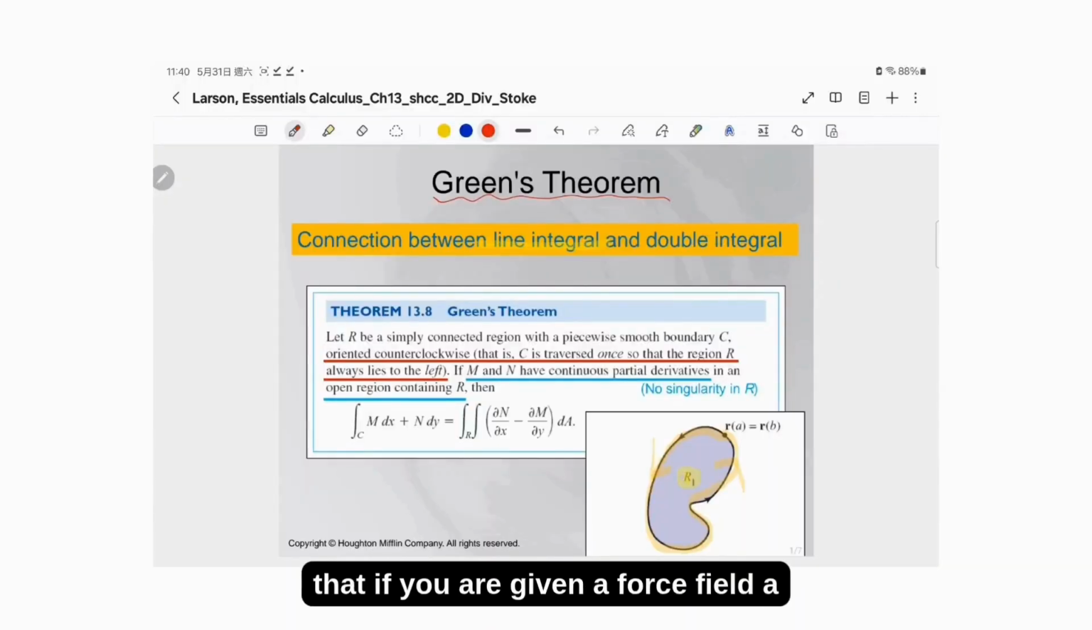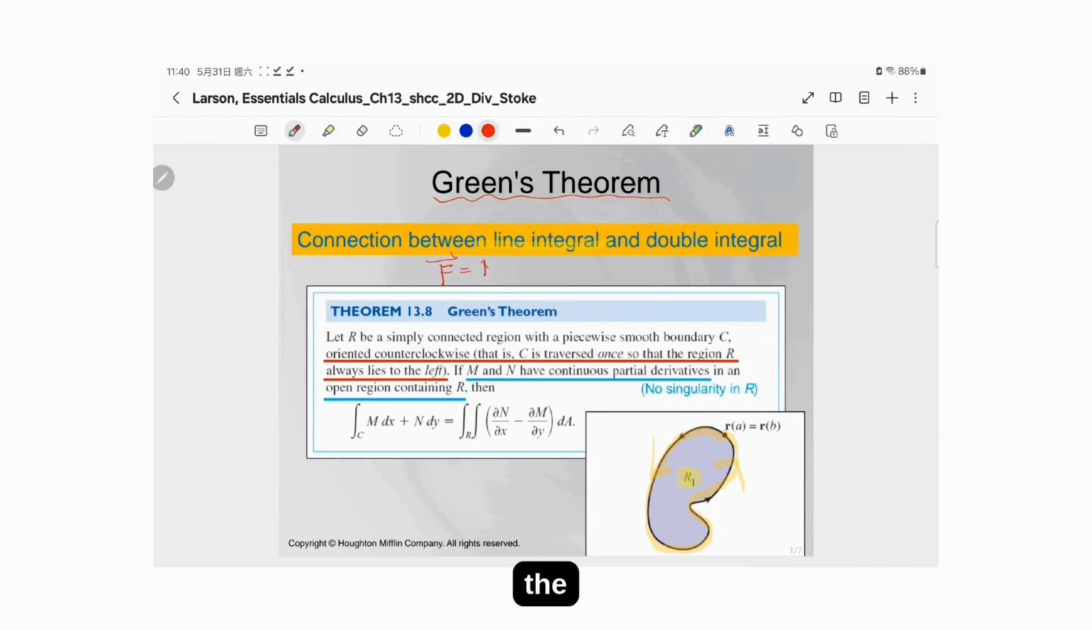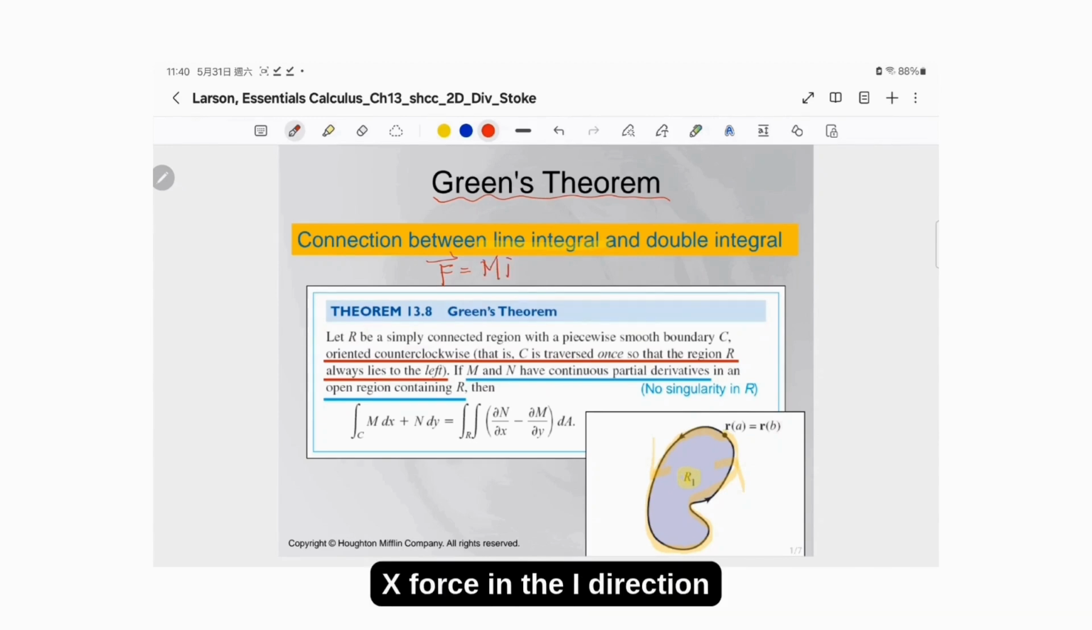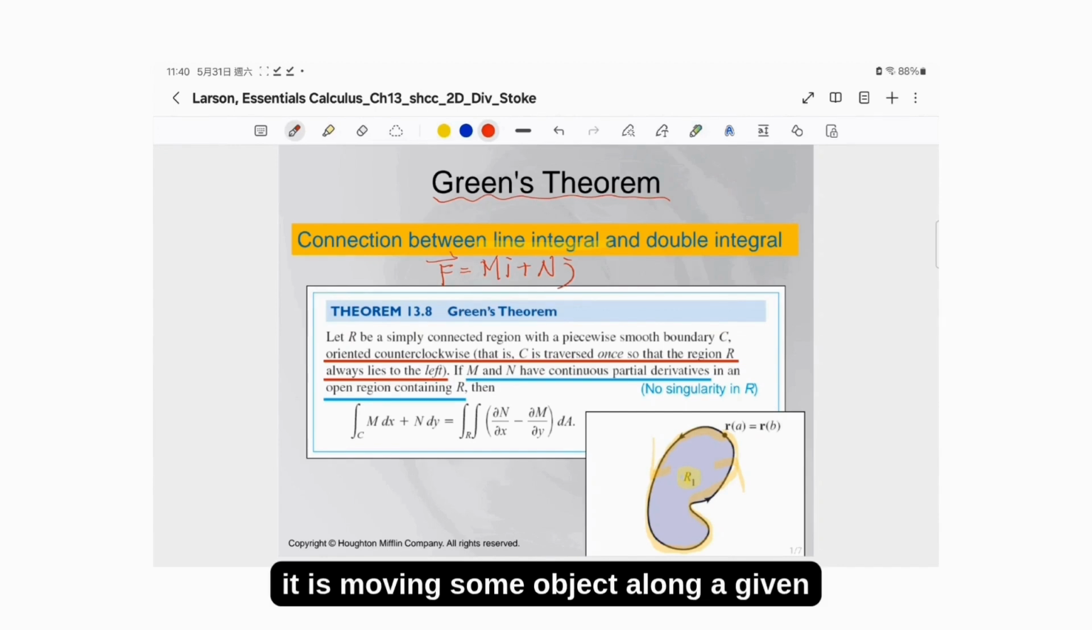It says that if you are given a two-dimensional force field, maybe defined to be the M force in the i direction and the N force in the j direction, and there's no k component, that means there's no z force. Then for this kind of force field, of course we can try to calculate the force when it is moving some object along a given path.